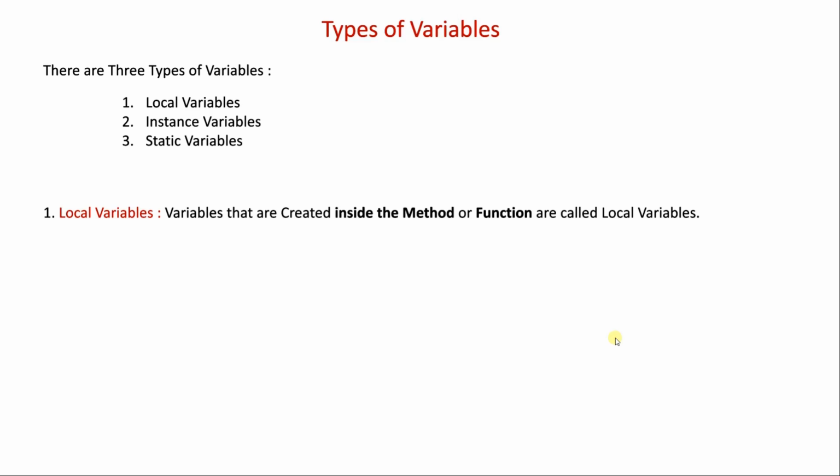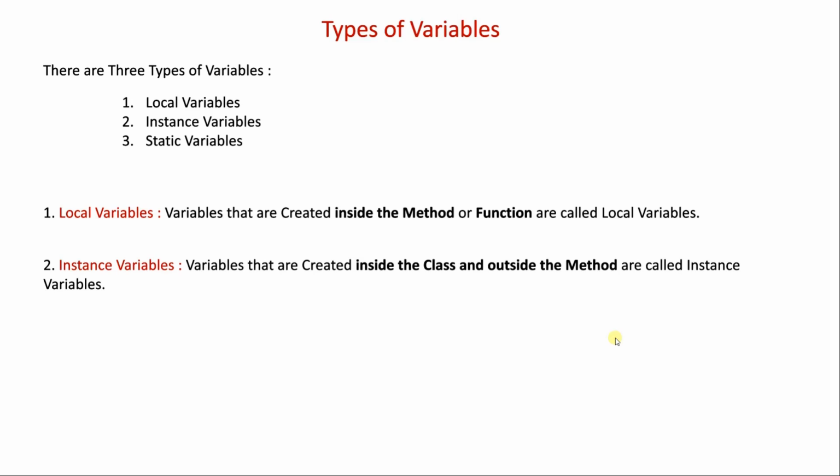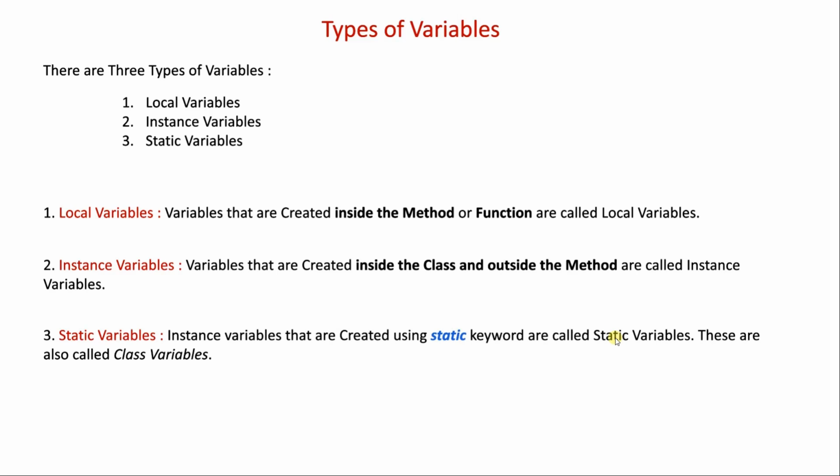The second type of variables are instance variables. These variables are created inside the class and outside the method. These instance variables can be accessed in the entire class. After that, static variables. The instance variables that are created using the static keyword are called static variables. These static variables are also called class variables. To access a static variable, we need not create any object of that class. These static variables are associated with the class and hence they can be accessed directly using the class name.